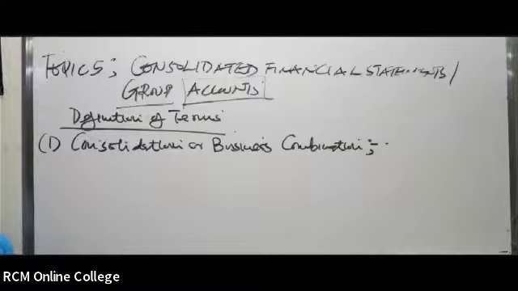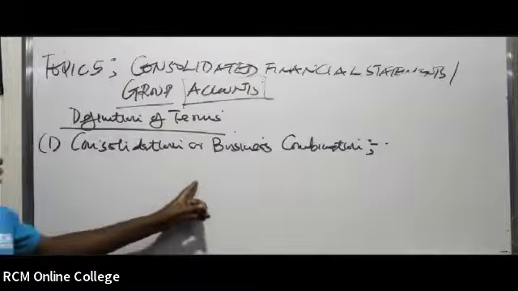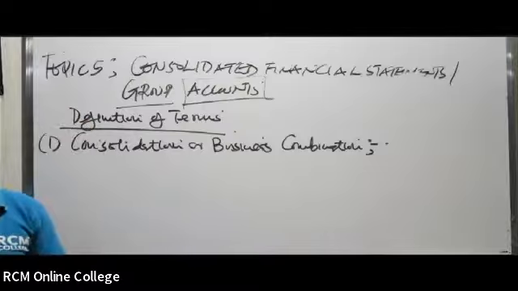So Stephen, what is a joint venture? 50-50%. If it is actually 50-50% ownership stake, then that becomes what? A joint venture. The other company becomes a joint venture. So what is the consolidation, or in this case, business combination? So you write this.